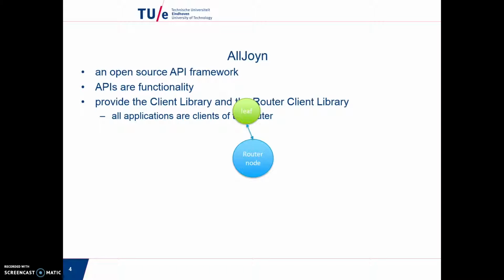From the high-level architecture perspective, two nodes are in the OJoin network. One is the router node and the other one is the leaf node. As said above, all applications are clients to the router, so it's not surprising that all the leaves and router nodes in this picture are clients.